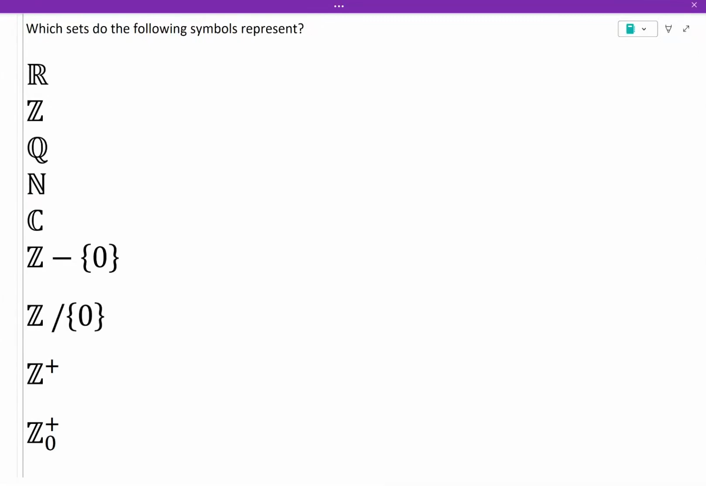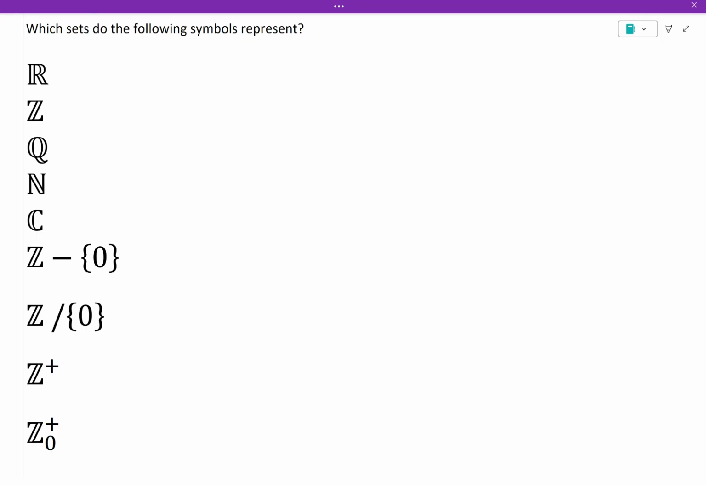Okay, we're now going to talk about sets. We're going to go through what these symbols represent, which sets they represent. When we talk about sets, I mean sets of numbers. We do use some special symbols to represent certain groups of numbers.